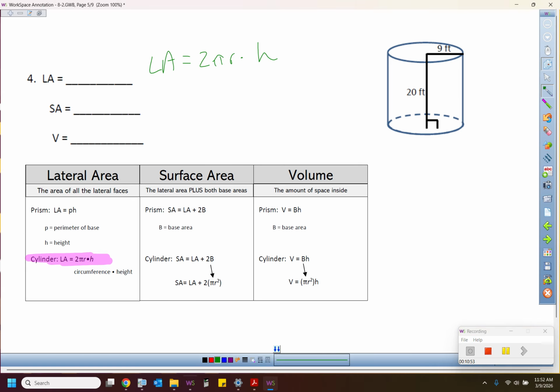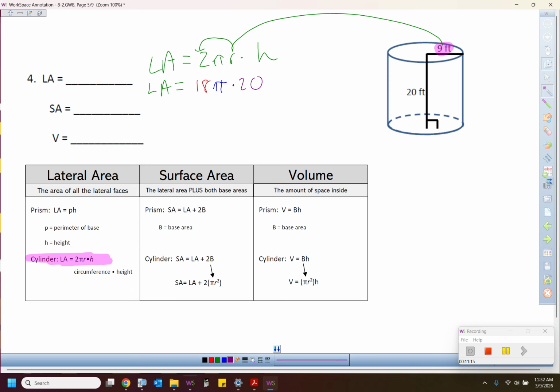So here we go. We will just sub in. Lateral area will equal 2 times pi times the radius. I think we're smart enough to maybe take this radius times 2 right away. So like 9 times 2 is 18. And then there'll still be a pi with it. And then the height of that cylinder is 20, right? So I got times 20.